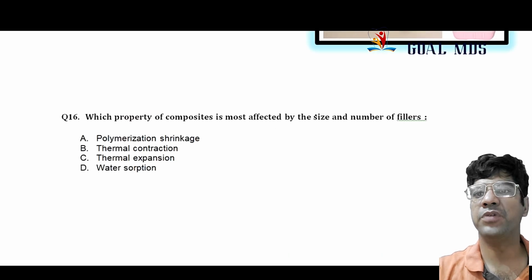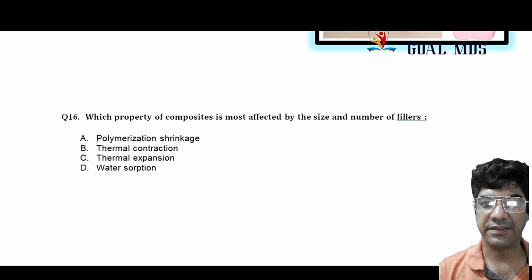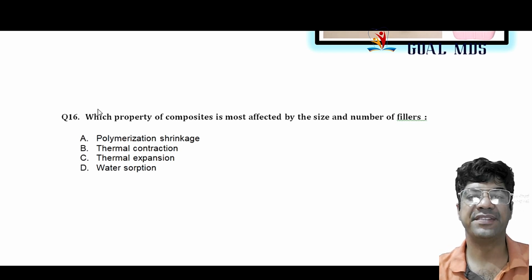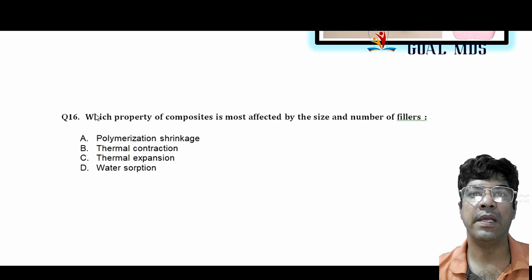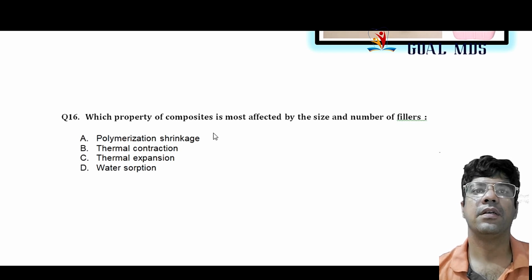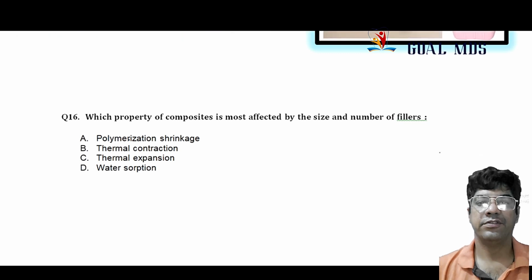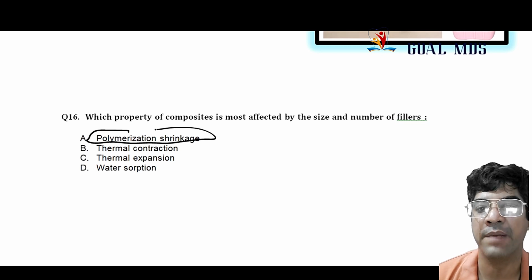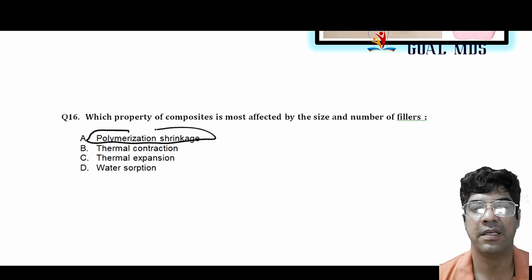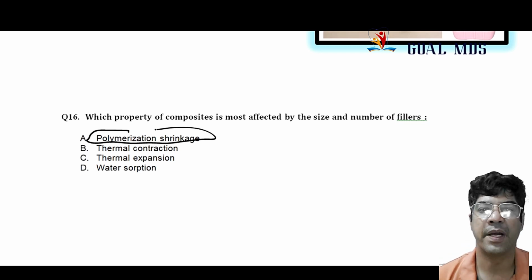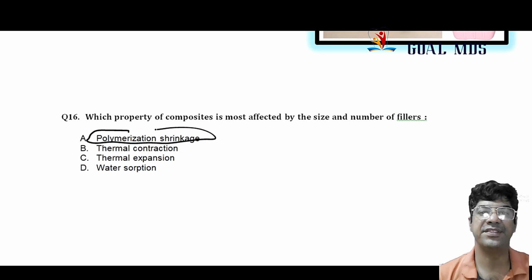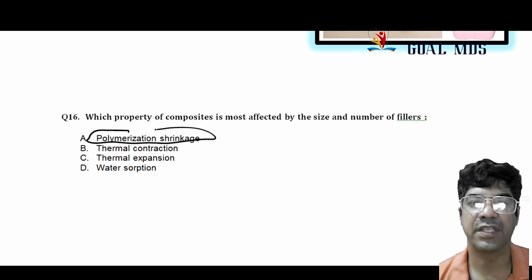Which property of composite is more affected by the size and number of fillers? The property of the composite that is most affected by the size and number of fillers is the polymerization shrinkage. Polymerization shrinkage refers to the reduction in volume that occurs during the curing or polymerization process of the composite material. This shrinkage is caused by conversion of monomer into a polymer network, which results in a dense and compact structure.